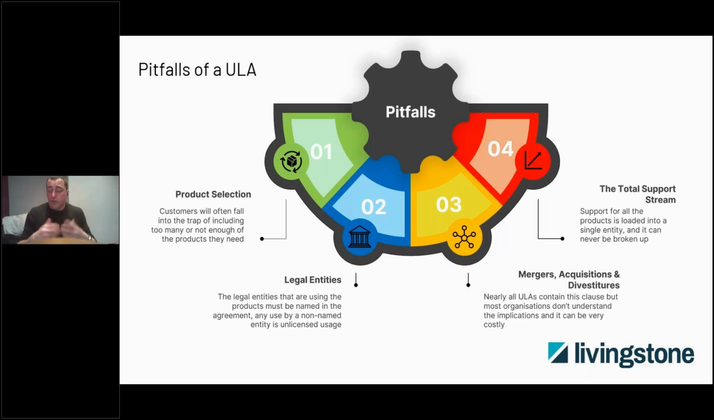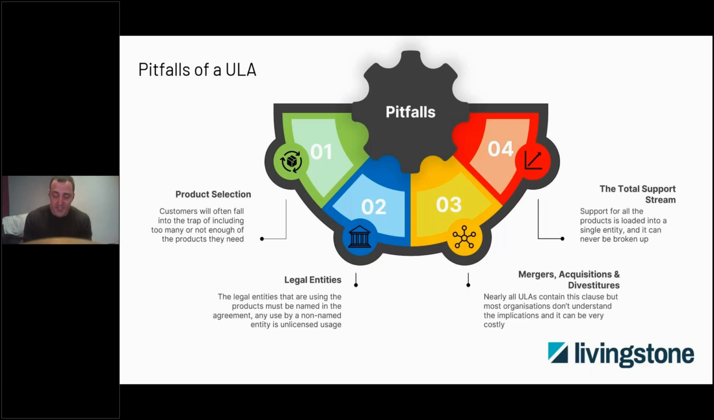Should Oracle find legal entities that are accessing these products that are not part of that contract structure, then as I mentioned, Oracle will deem that as unlicensed usage and will provide one of two options for you as the customer. You can either add that legal entity in as you would in the next clause for mergers, acquisitions, and divestments, which will be very expensive, or that entity can purchase those licenses itself as brand new purchases, again, which would be very expensive.